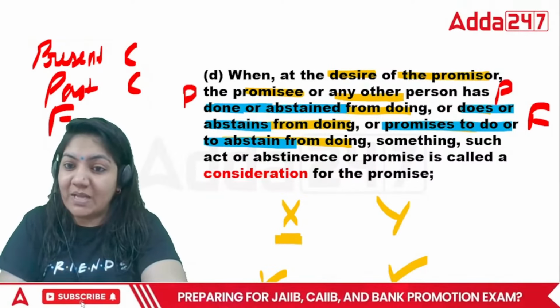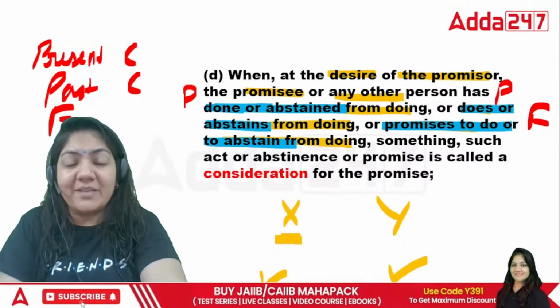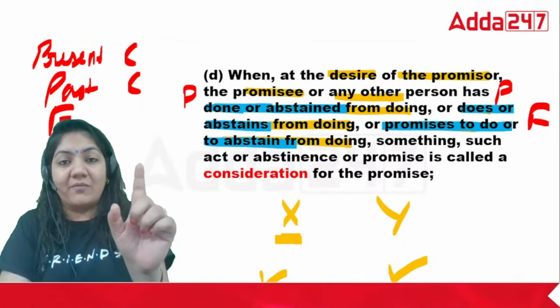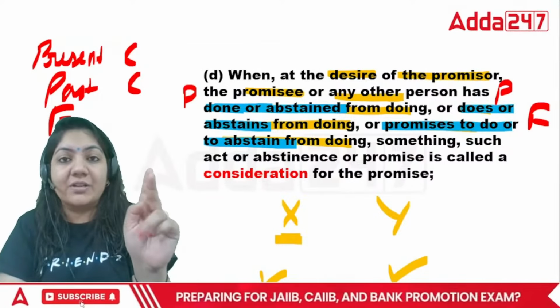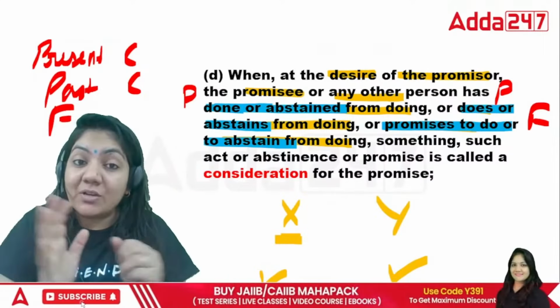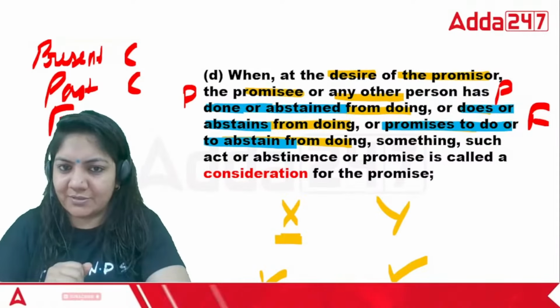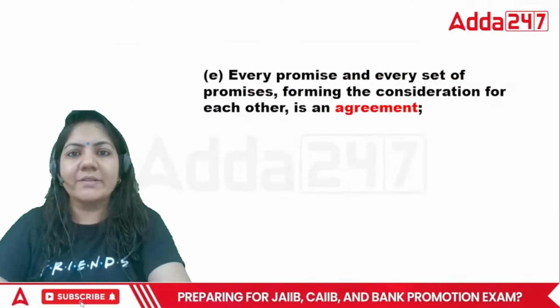Okay? That is not voidable. Voidable means if any agreement is done by one person with fraud, coercion, or undue influence, in that case one party has a right to breach the contract. Okay, that is called voidable. Next, what is agreement?